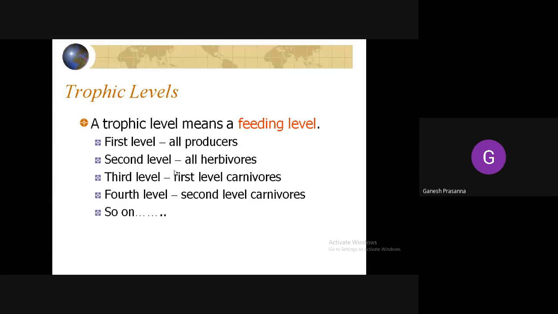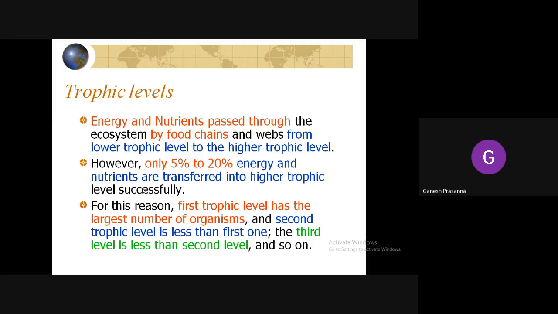Trophic level means a feeding level. The first level is all producers, the second level is all herbivores, the third level is all first level carnivores, the fourth level is second level carnivores, and so on. The level increases. Energy and nutrients are passed through the ecosystem by food chains and webs from lower trophic level to higher trophic level, and only 5 to 20% of the energy and nutrients are transferred from one level to the higher level successfully.